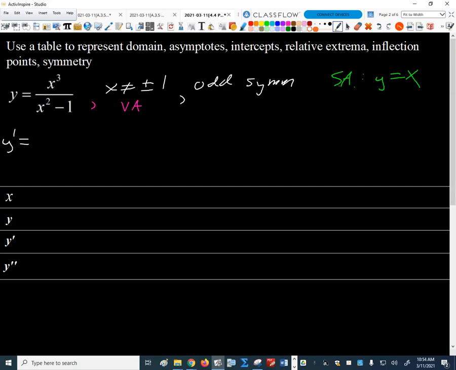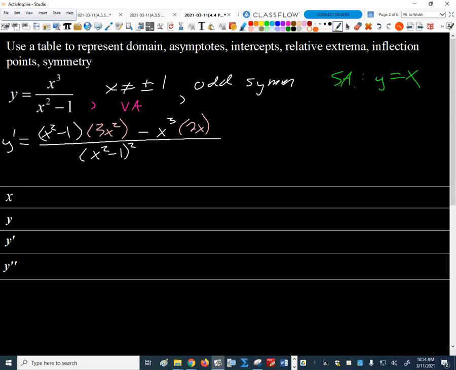this is just another example of quotient rule. I'm going to go through this a little quicker. I've had you guys go through a bunch of these. You can all do quotient rule. So we get low-d high, x squared minus 1 times 3x squared minus high-d low. So x cubed times 2x divided by the bottom squared, so x squared minus 1 quantity squared.